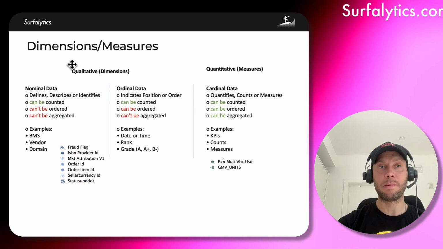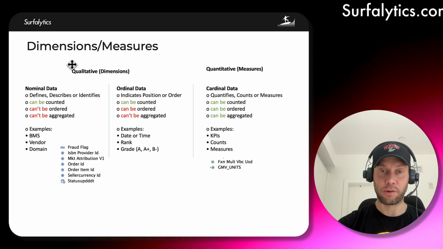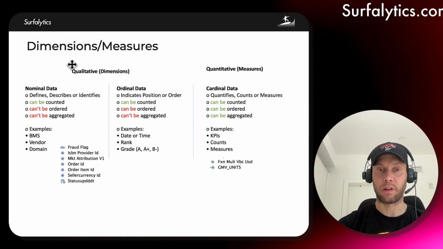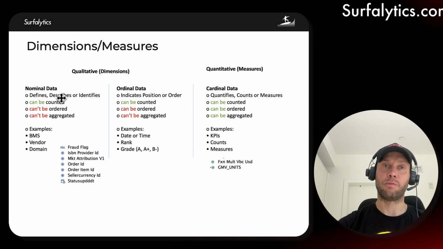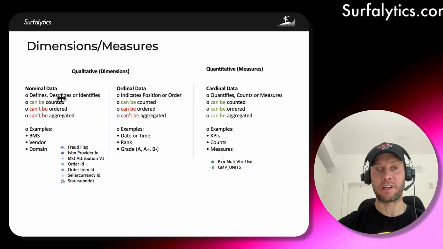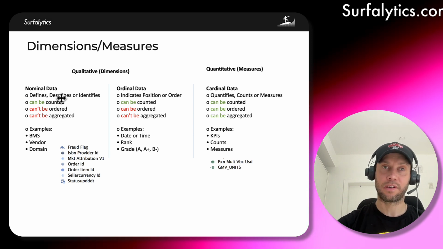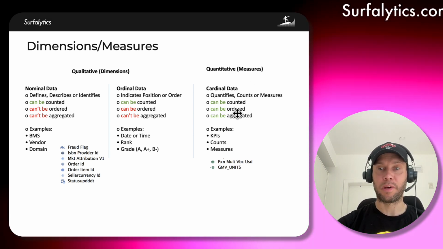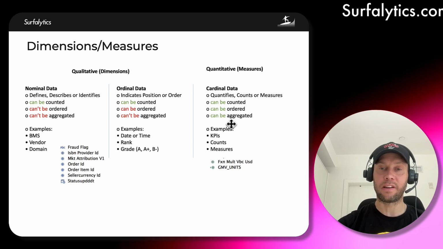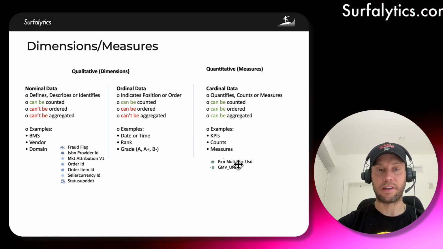So what are dimensions and measures? This is probably the most important thing in BI, so you need to understand this really well. Dimensions are qualitative information. It could be year, month, product name, category, something that adds context to your metrics. And measures are quantitative data. They can be counted, ordered, aggregated, they are different KPIs and metrics. And those are examples.